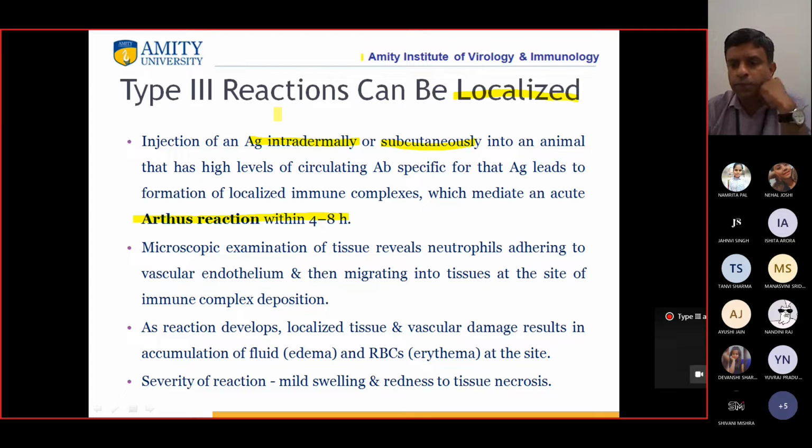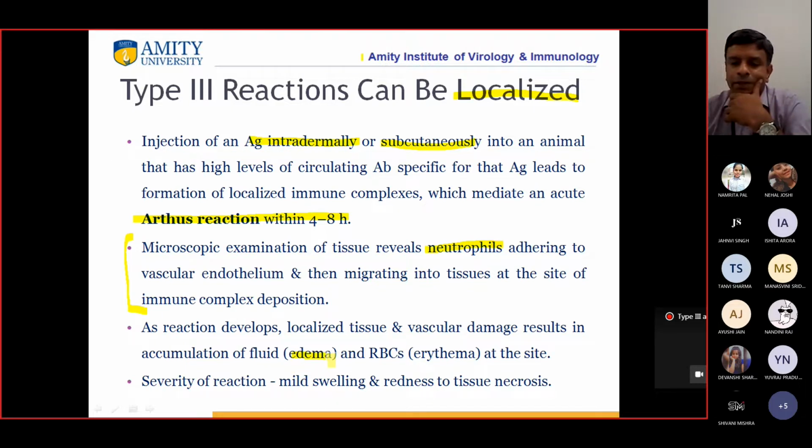And microscopic examination of the tissue reveals neutrophils. So if you take that tissue and look at it under the microscope, you will find lots of neutrophils adhering to the vascular endothelium and then migrating into tissues at the site of immune complex deposition. So you can see the movement of neutrophils in that region. As the reaction develops, localized tissue and vascular damage results in accumulation of fluid and RBC, right? So these are the things that happen.